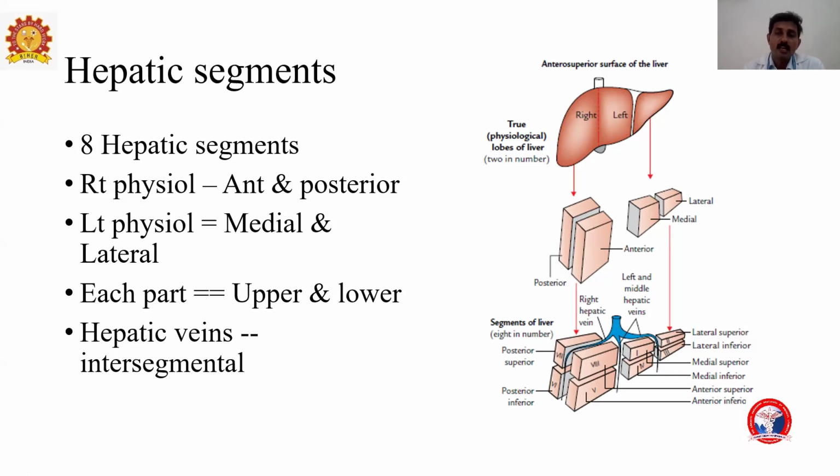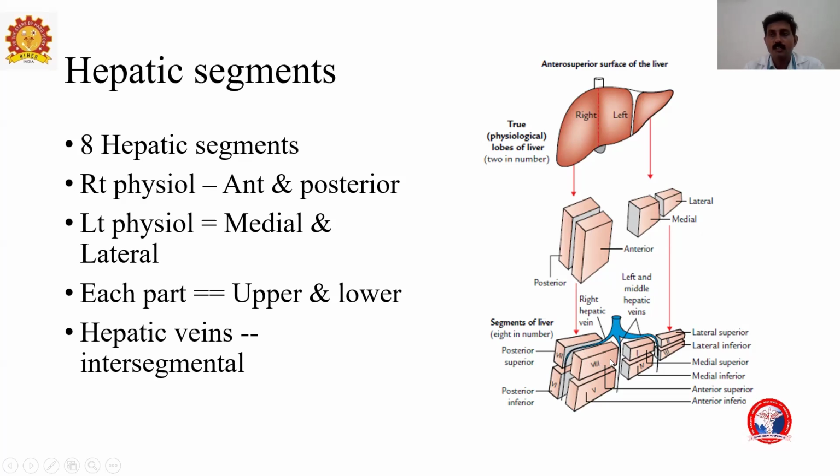Now this is not done yet. We have only 4 segments now. Now you cut everything in a transverse plane. Now how many segments will you get? If you cut the 4 slices into half, you'll have 8 segments. So totally we have 8 segments of the liver. This is based on the divisions of hepatic veins. We'll see in the subsequent part.